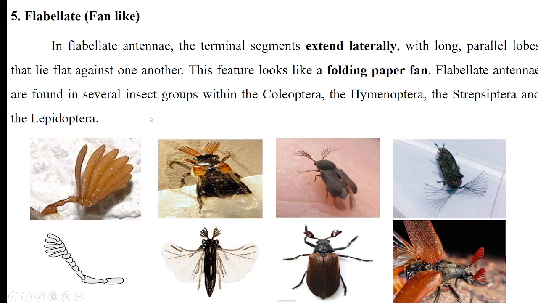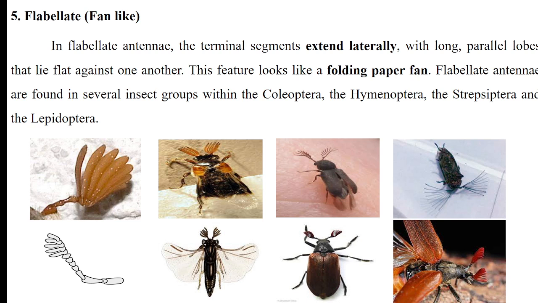Then coming to the flabellate type of antenna, also called fan-like antenna. Here the terminal segments extend laterally and form a fan-like structure. You can see it looks like a fan, a hand fan.